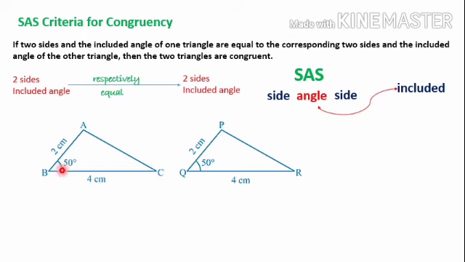And here the angle is marked in between the two given sides. In between AB and BC, angle B is there. And in between PQ and QR, angle Q is there. So the included angles are B and Q, and the included angles are equal, that is angle B is equal to angle Q. So two sides and the included angle are respectively equal to the two sides and the included angle of another triangle. That's why we can say that these two triangles are congruent.